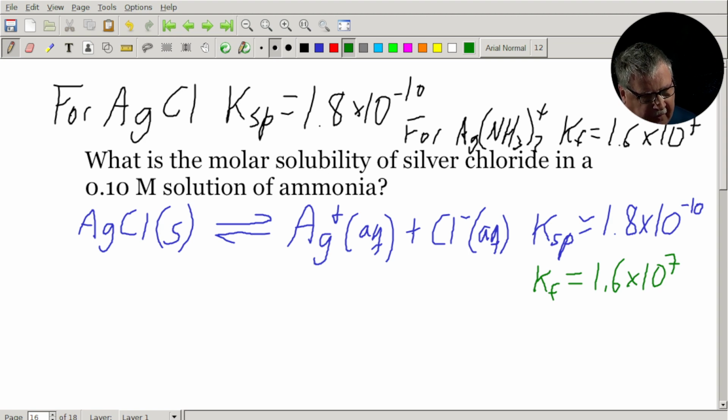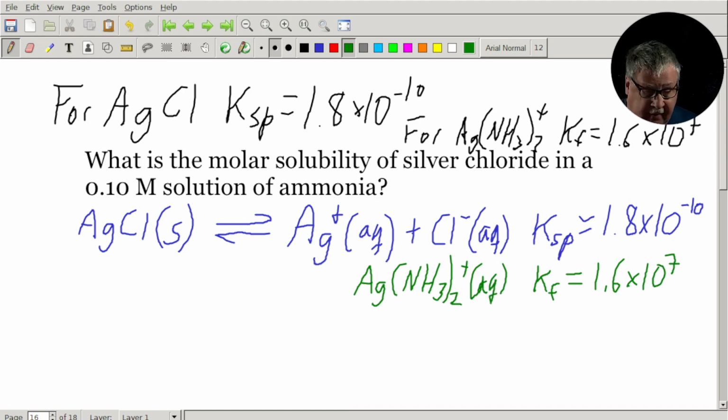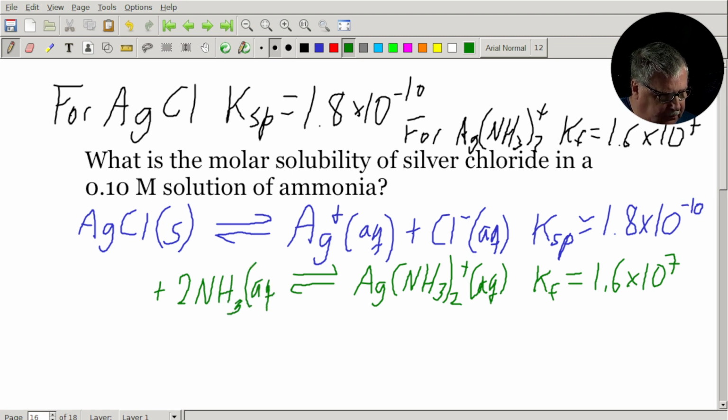We also know that the product of this equilibrium is this complex. That's given to us. You can look this up on the table if you like. It's in solution. And for a formation constant, basically what we're going to do, as we talked about last time, is combine the two components. We're going to combine the ligand, which in this case is ammonia. So we're going to add 2 ammonias from solution to 1 silver ion, also in solution.